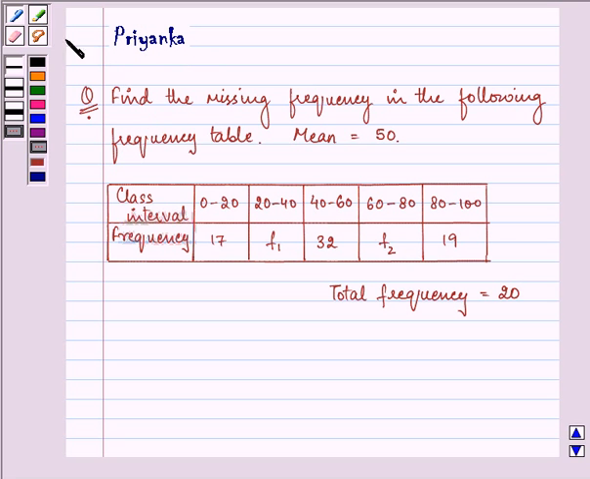It says, find the missing frequency in the following table. Mean is given to us as 50 and total frequency is given to us as 120. These are the class intervals and the corresponding frequencies which are given to us. Now, let us proceed with our solution.